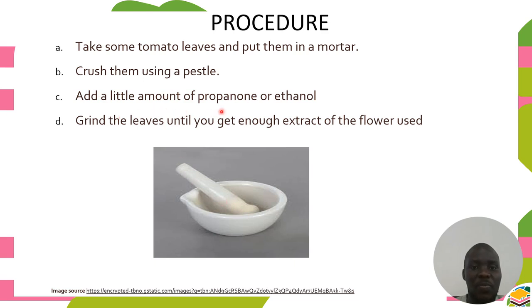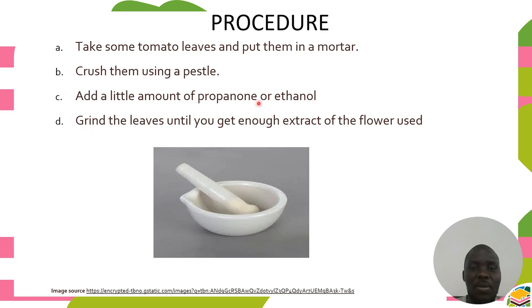Add a little amount of propanol or ethanol. Why do we add a little amount of propanol or ethanol when we are preparing the simple acid-base indicator? Remember, we are talking about an extract. It is the extract from flowers which we are going to use, and flowers have a strong cell wall. It is not easy to get the extract from flowers, so we add propanol or ethanol just to break the cell wall in order to get the extract as we are crushing the leaves.